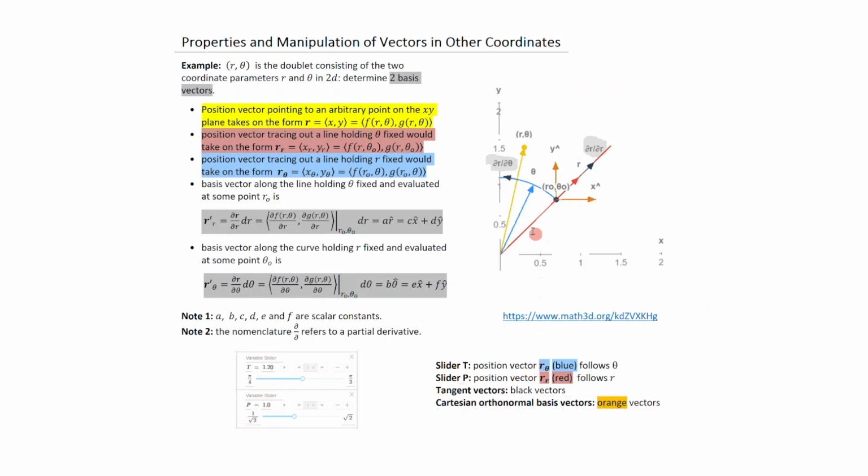Basically, it's a position vector for r. And so it basically tracks along this line here. And for p, it tracks along this red line here. The tangent vectors are the ones that are in black here.